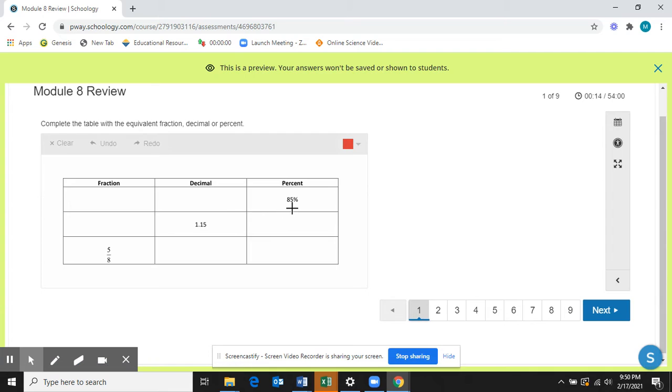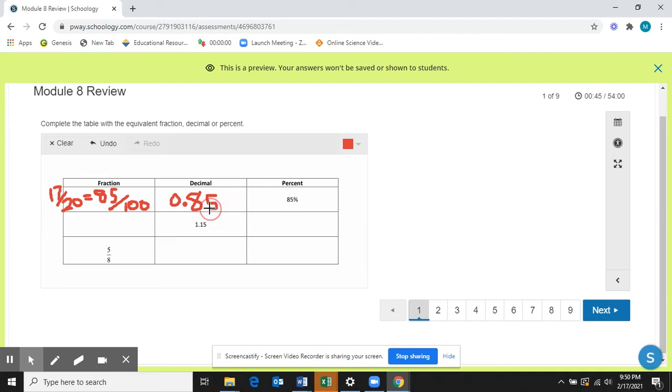If you look at 85%, that would mean 85 out of 100. So I'll write 85 out of 100. That could be simplified to 17 over 20, but I'll be okay with the 85 over 100. How do we write 85 hundredths as a decimal? It would be 0.85.